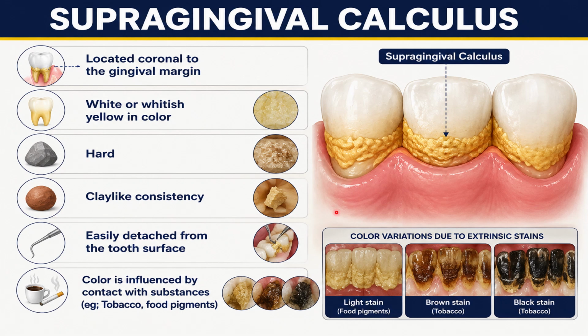Coming to supragingival calculus, it is the calculus located coronal to the gingival margin. It is white or whitish yellow in color. It is hard and has a clay-like consistency, and it can be easily detached from the tooth surface. The color of supragingival calculus is influenced by contact with substances such as tobacco and food pigments.